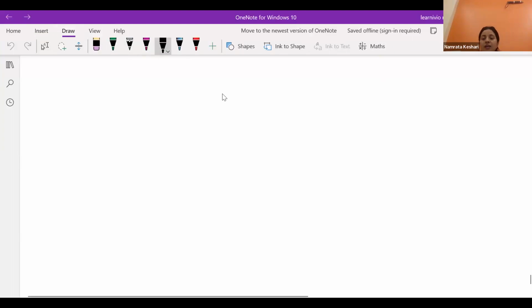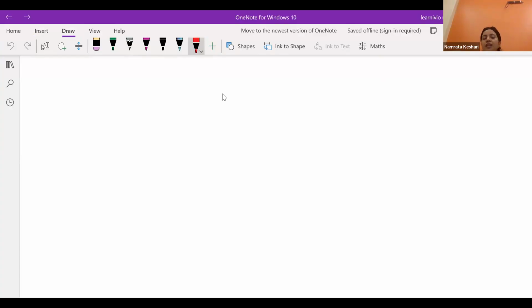Can you see the screen, Aleph and Afia? Can you see the screen? Yes, ma'am. Okay.